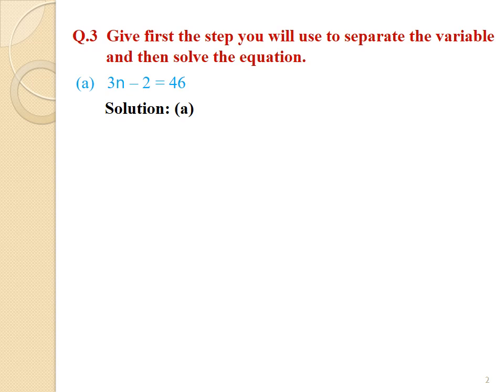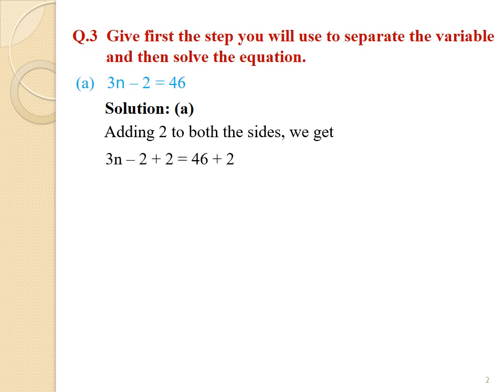Adding 2 both the sides of the equation, we get 3n minus 2 plus 2 equals to 46 plus 2. Cutting minus 2 plus 2 and adding 2 to 46, we get 3n equals to 48.